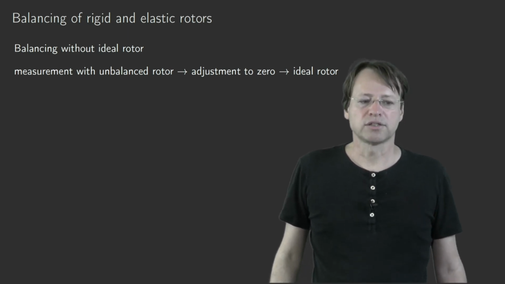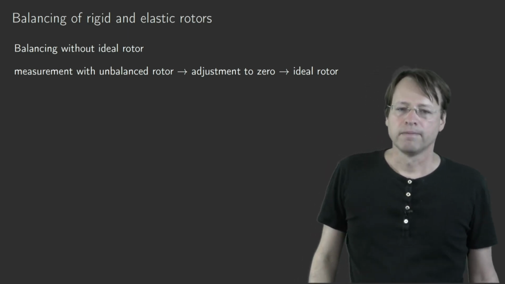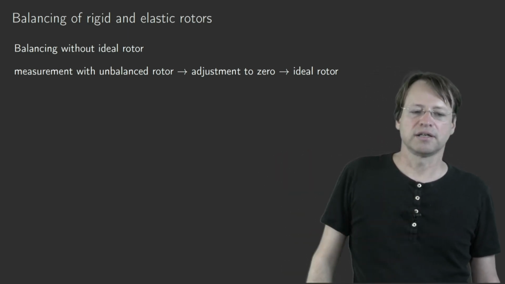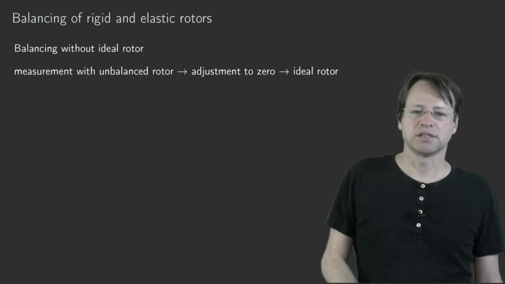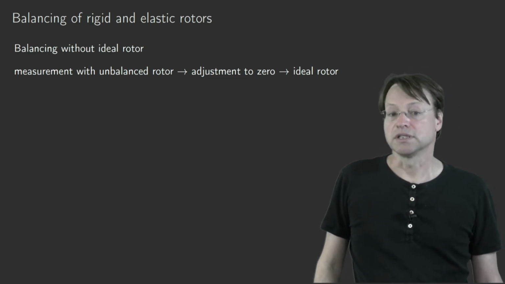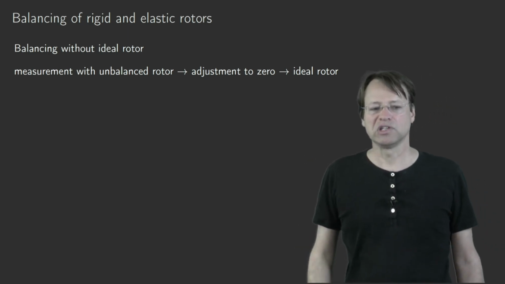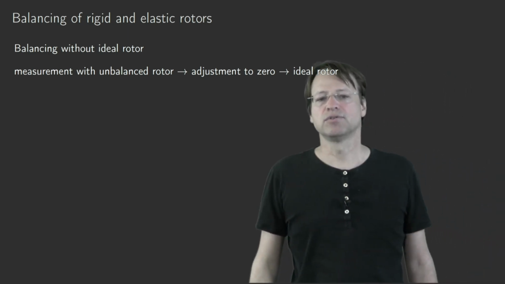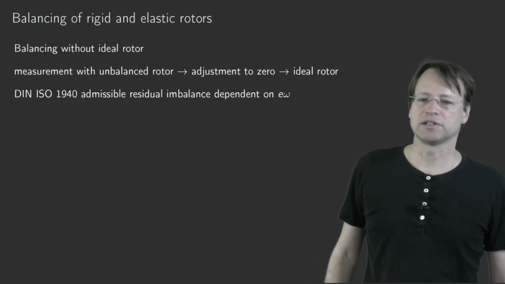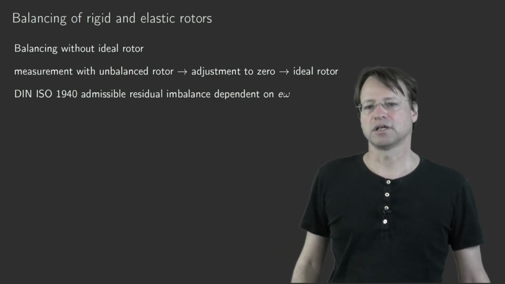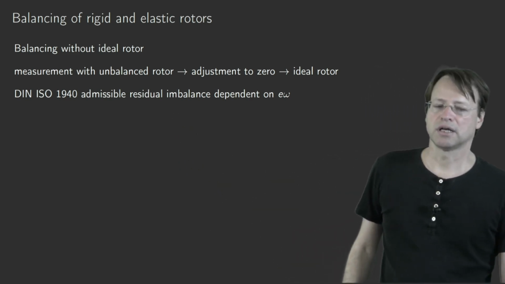Yeah. And that's all I would like to tell you for the rigid rotor. Just one remark: there is, of course, a lot of technical information available on how to carry out balancing in practice. In practice, of course, it's never possible to exactly balance a rotor. So you need some kind of residual imbalance that is allowed. And that you can find in classical standards. So in the DIN standard ISO 1940, the admissible residual imbalance values are shown.